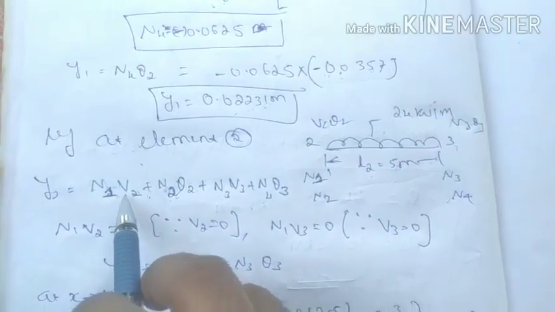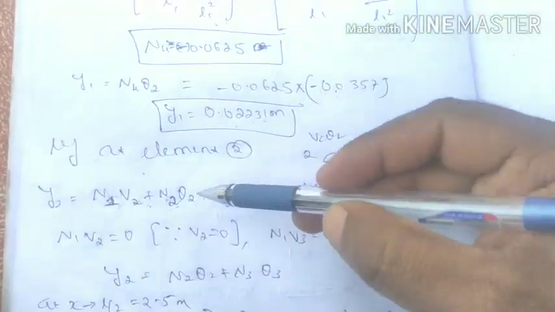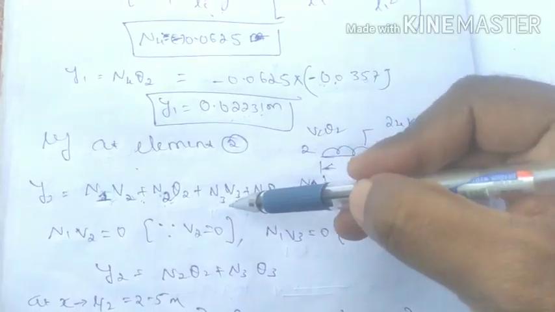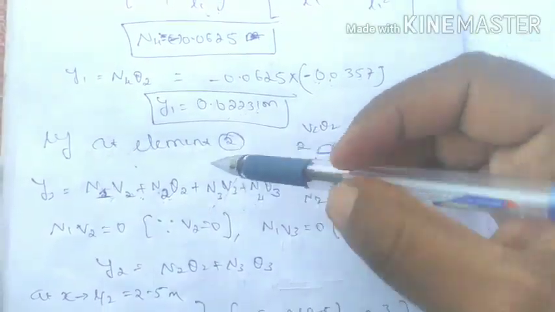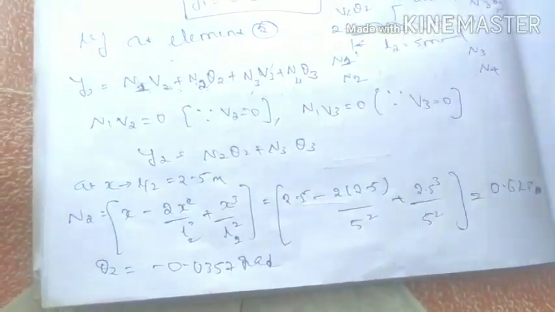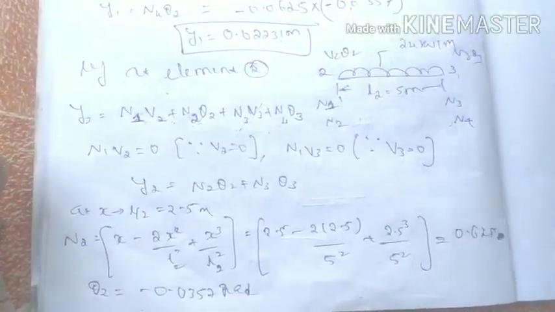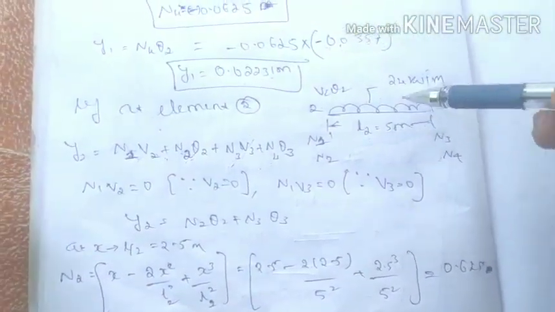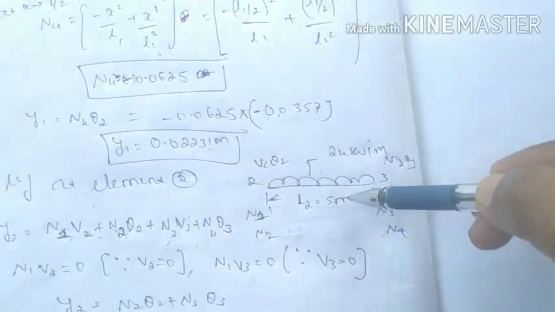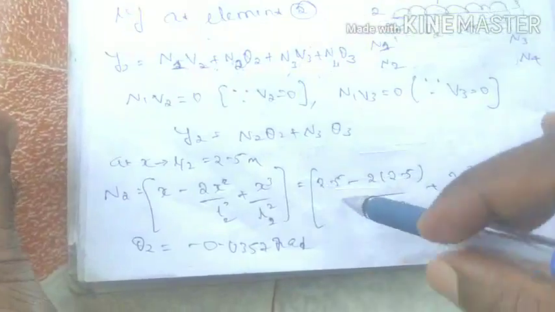Again we know that v2 is 0, therefore this whole term becomes 0, and theta 2 is not equal to 0. V3 is 0, therefore this whole term is 0, therefore you need to calculate only N2 as well as N4. N4 we already found out. N2 we need to calculate, but N4, because the distance is the same, L2, it is the same. If the distance were not the same, you would have to calculate N4.